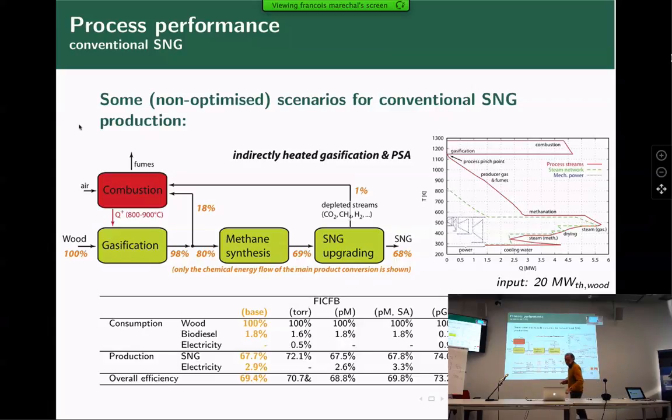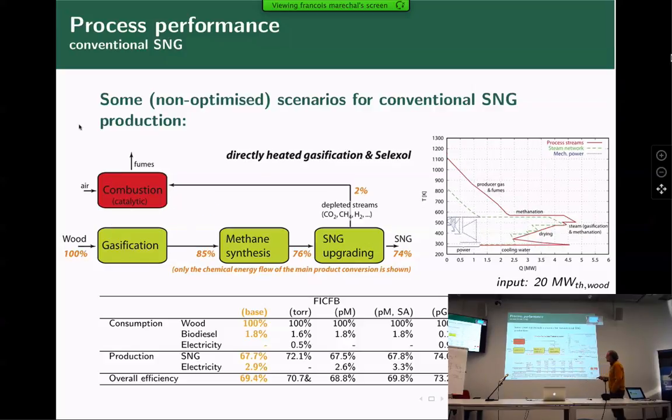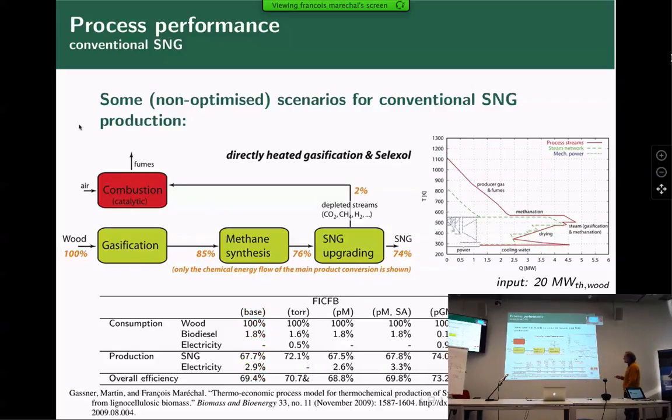If now I change the technology and use another technology for the gasification, a circulating fluidized bed system, then I end up with this situation, where instead of having 18% of the energy needed for satisfying the gasification, it is directly a partial oxidation in the gasification, which allows a higher efficiency at the end. So two different technologies convert the flows in a very different way.